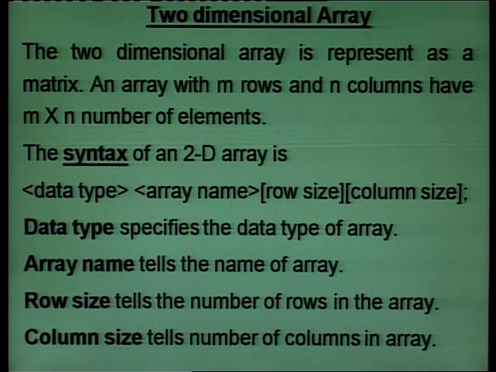We multiply the number of rows and the columns, and we get the total number of elements there. The syntax for a two-dimensional array is data type, array name, row size and the column size. The data type tells the type of data we have to declare in the array, then we have to define the array name. The name you can give in any way, it just tells the name of the array. Then you have to define the row size. Firstly we define the row size, and second the column size. After that it ends with a semicolon.